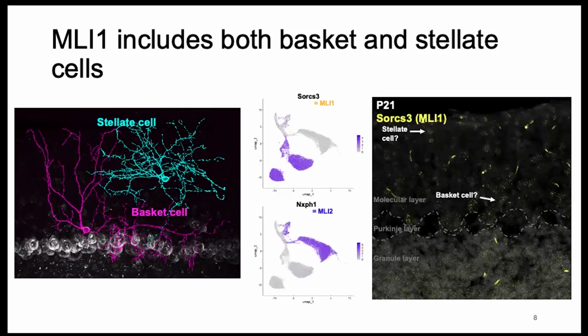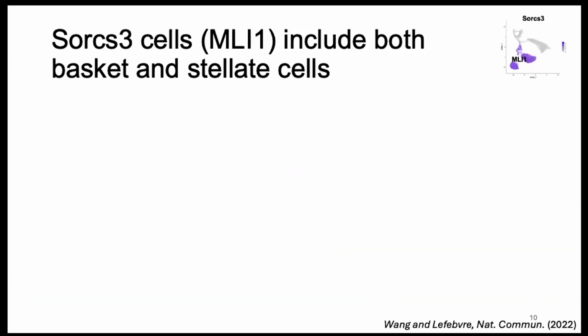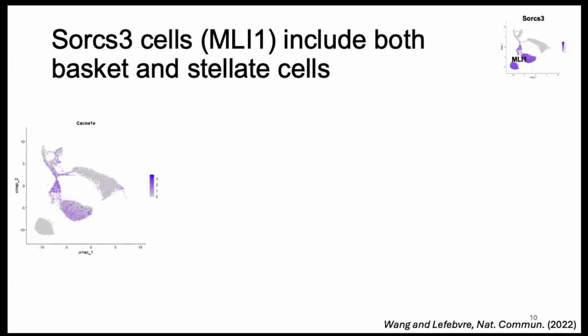And then when we look at NXPH1, it's really faint, but in blue, there are cells that are sort of interspersed in this area, but they're not specific to either these stellate cells at the top or basket cells at the bottom. So this question was studied in depth by a previous student in our lab, Wendy Wang. She identified the SORX3 population and separated it based on these two markers, CACNA1E and GRIM8, which you can see separate very well in this UMAP.